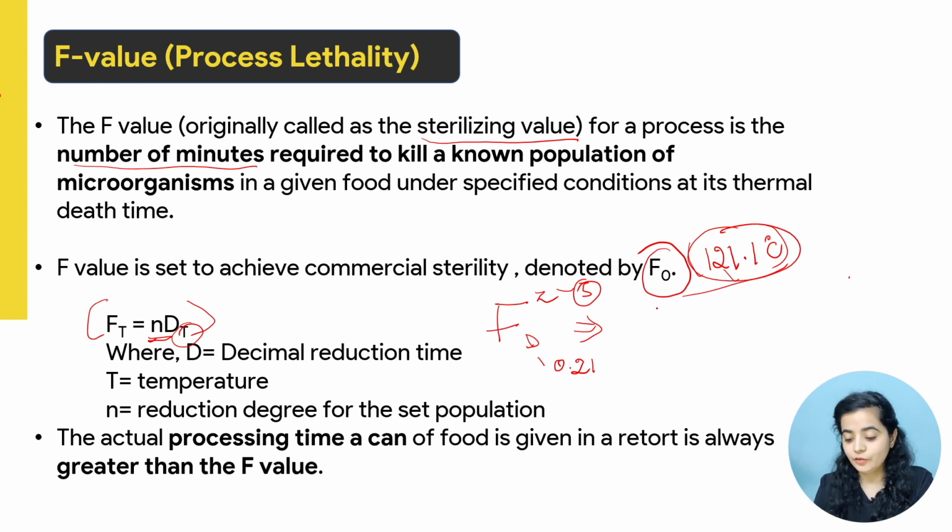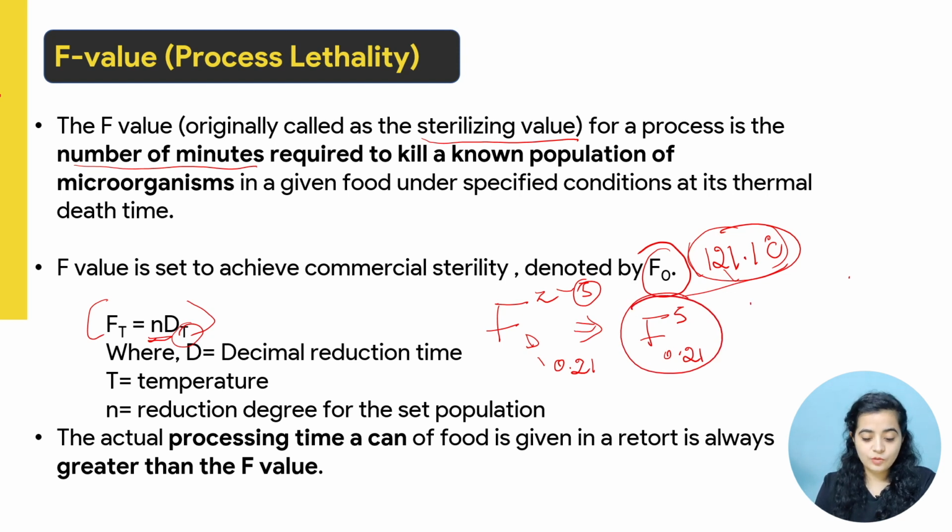So F value would be denoted by F5 0.21. So this is how F value is denoted in calculations. Also, please note that whenever F value has been estimated, at the time of operations, the temperature set for processing is always kept a bit higher than the F value.